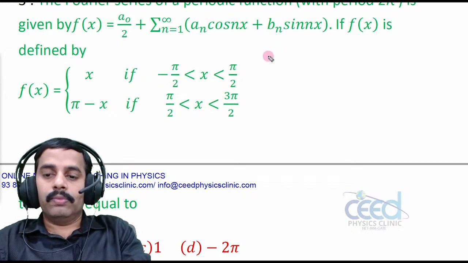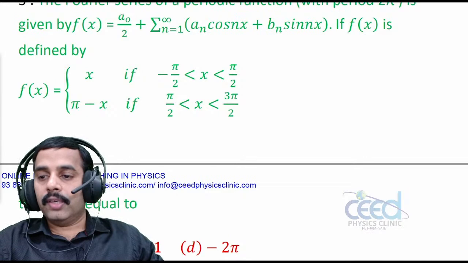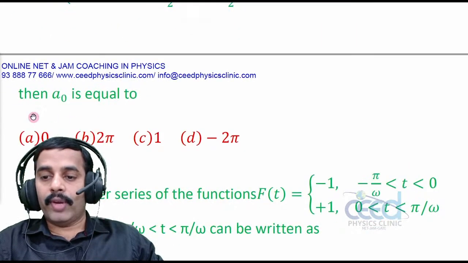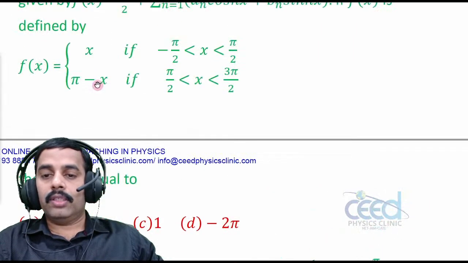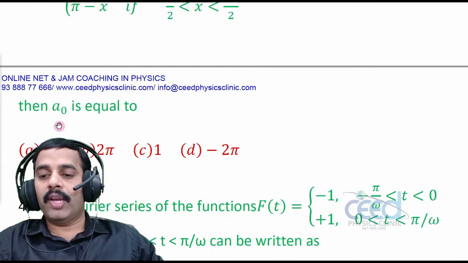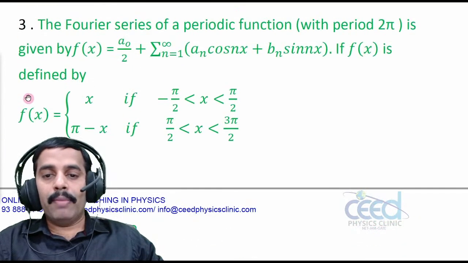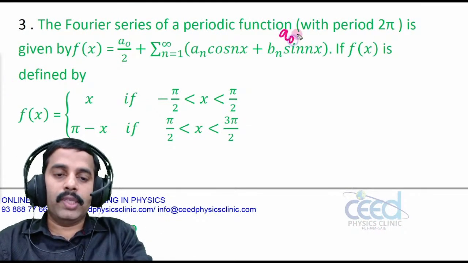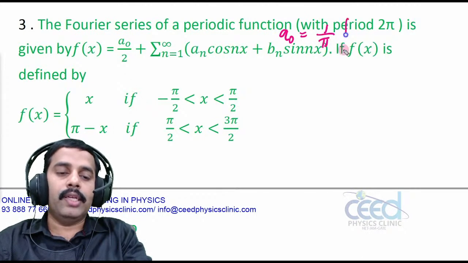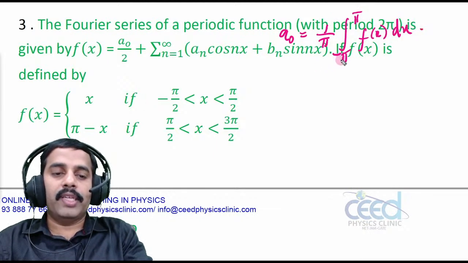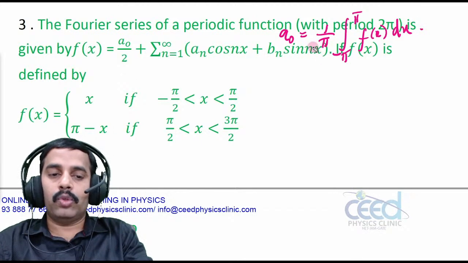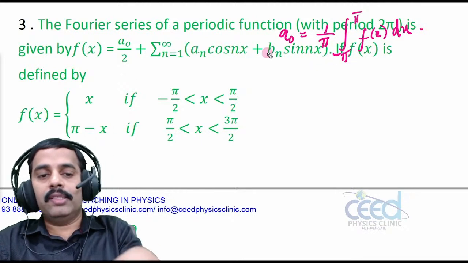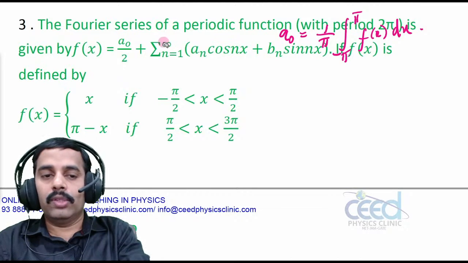So we need to find the a0 value, right? So for this particular function, what is the value of a0? We can compare with our ordinary Fourier series expression. So a0 is 1 by pi integral from minus pi to pi of f of x dx, right? But here the problem is, this minus pi to pi, what does this pi correspond to?